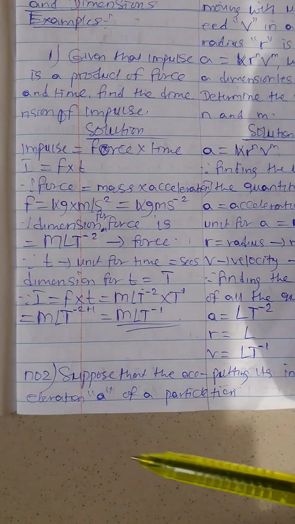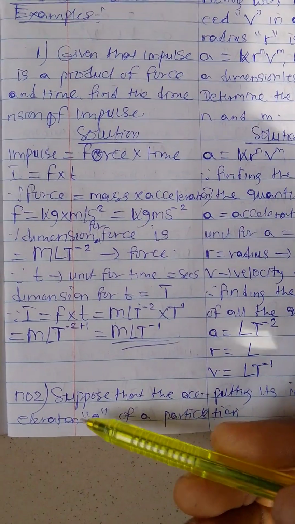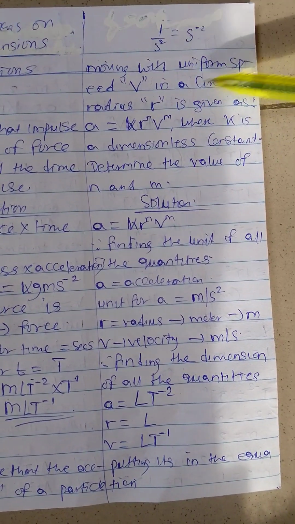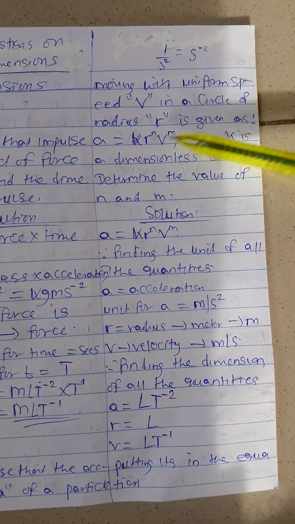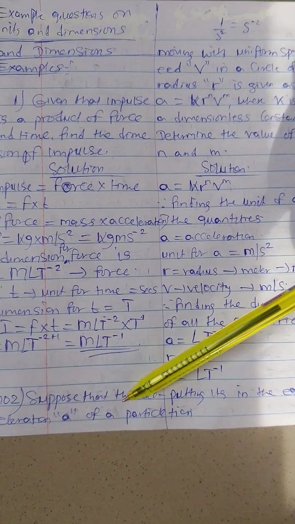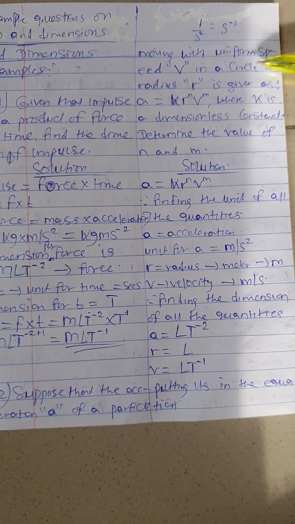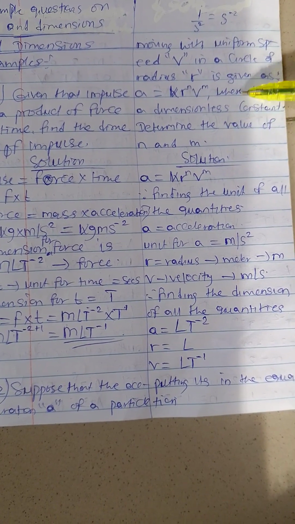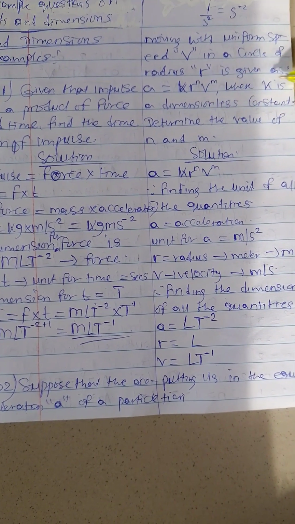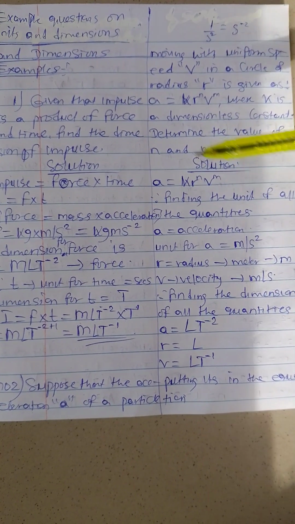Now, I have number two. Question number two says that suppose the acceleration A of a particle moving with uniform speed v in a circle of radius r is given as A equals k r raised to power n v raised to power m, where k is a dimensionless constant. Now, you have to determine the values of n and m.